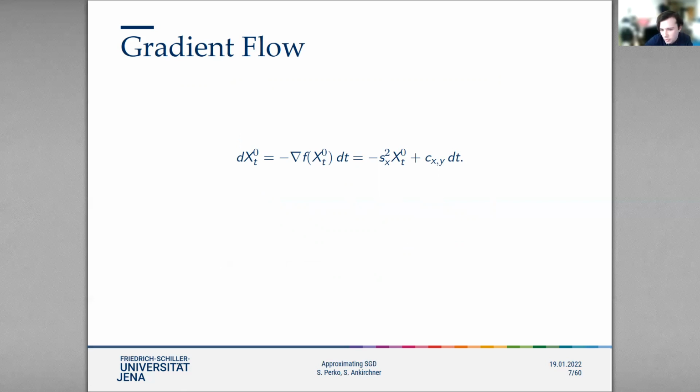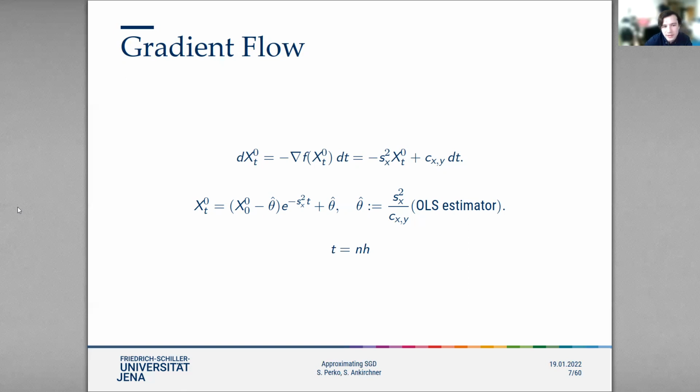In this case, it's just a linear equation, depending on the sample variance of x and the covariance of x and y. And we can, of course, solve this explicitly, and we get this exponential function here, where we consider the difference between the initial value x0 and theta hat, which is the ordinary least squares estimator, times this exponential, so it's an exponentially decaying function, and the rate is determined by the sample variance of the x values, and then plus theta hat. So we see as t goes to infinity, this first summand just vanishes. The initial value doesn't actually matter anymore, and we just converge to theta hat.